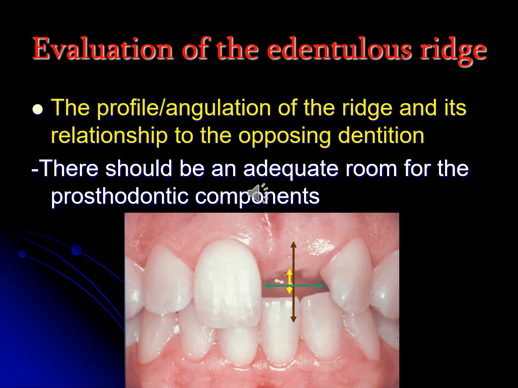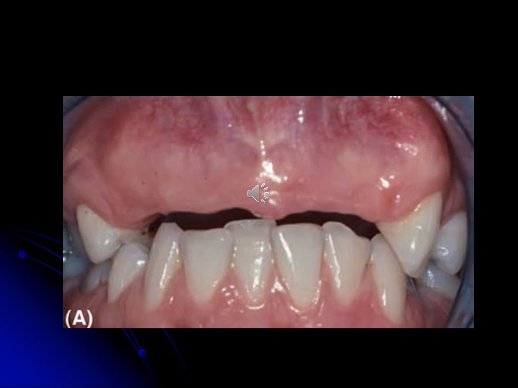If we notice that we don't have adequate room for the prosthodontic component, that means we should create enough prosthodontic room. We should create enough room to receive our prosthodontic components. In this case, we have limited room to receive our future prosthesis.